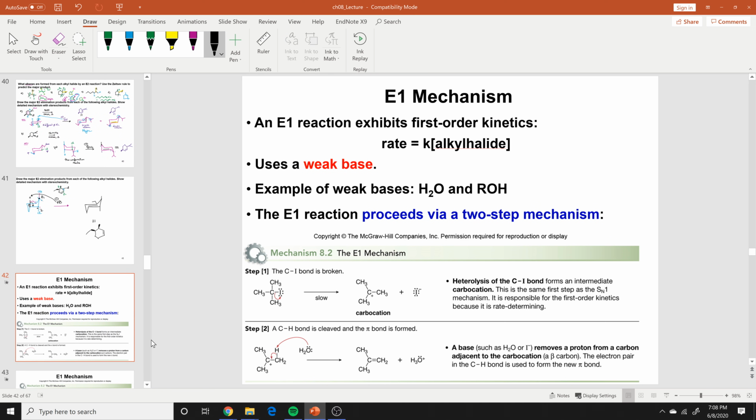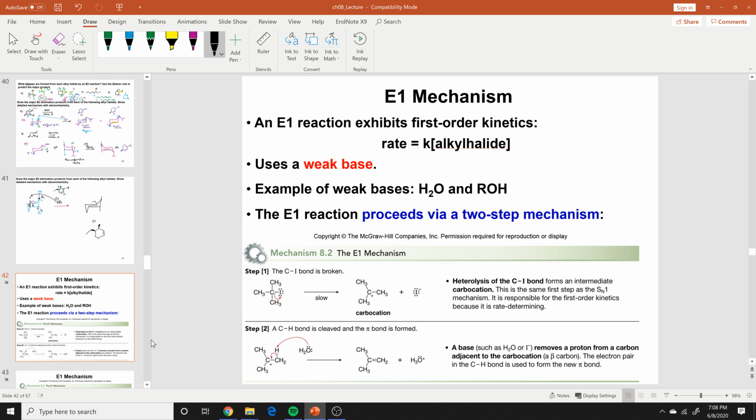Now the E1 mechanism. E1 is basically a slower reaction. It normally occurs with the SN1 reaction. It uses a weak base. All weak nucleophiles are weak bases. So if you have a weak nucleophile, it is also a weak base. So whenever you have an SN1 reaction, you have an E1 reaction.